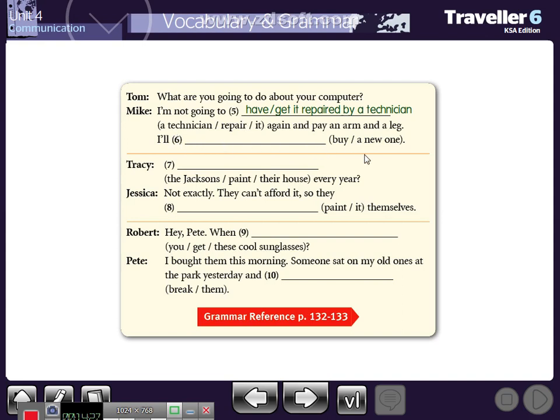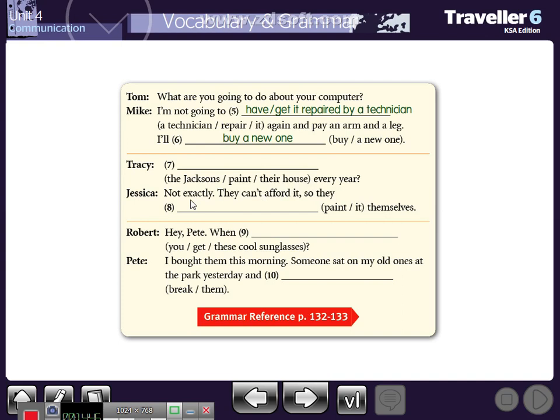Number 6. I'll buy a new one. Yes, I'll buy, because it's easy. I don't ask another person to buy a new one for us. We do that thing for ourselves, so we don't have to use the causative in this sentence. Buy a new one.